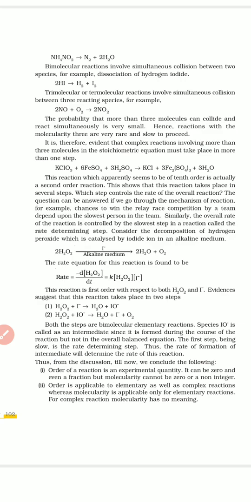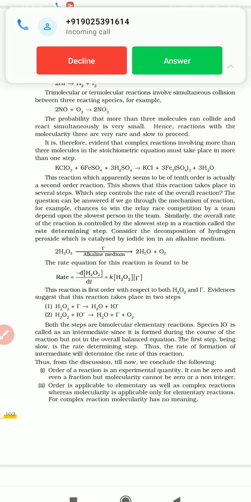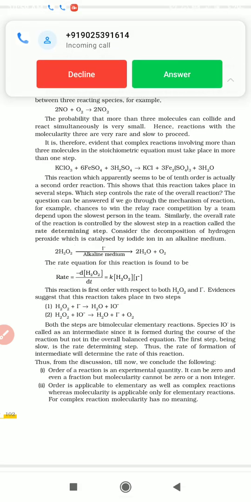If you take a running relay, for example, the chances of a team winning the relay race competition depend upon the slowest person.